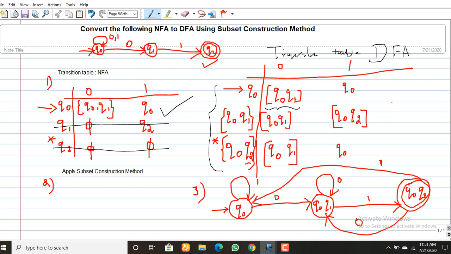Next, let me check whether this is a proper DFA or not. The state Q0 has transitions on both 0 and 1. Q0, Q1 also has transitions on both 0 and 1. Q0, Q2 also has both transitions for 0 and 1, and they are single transitions. That is why it is the perfect DFA for this problem. Okay, let us see you in the next lecture. Thank you.